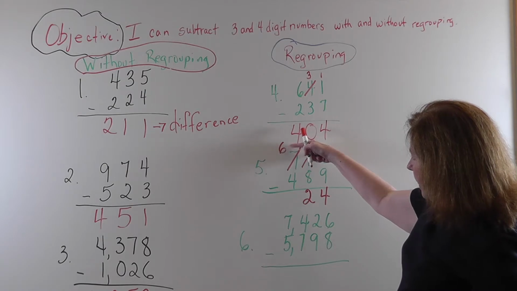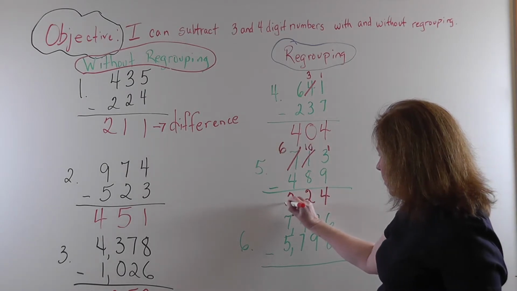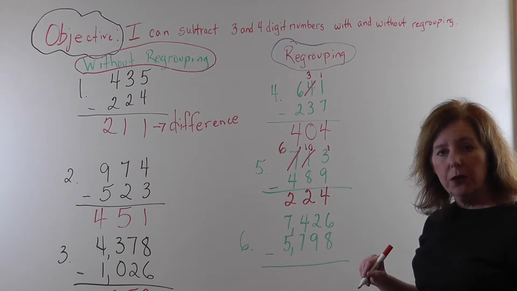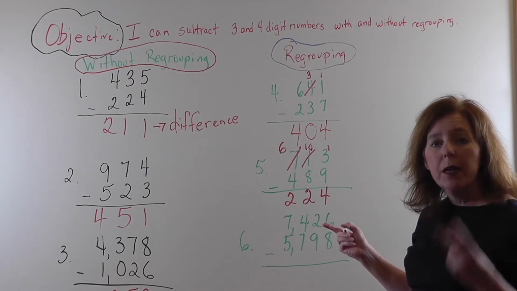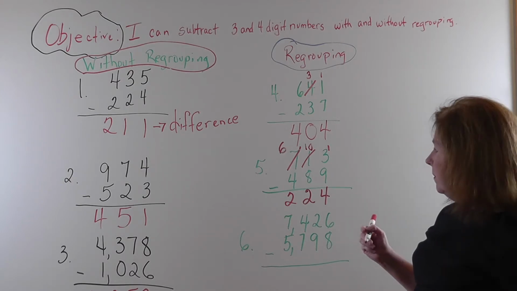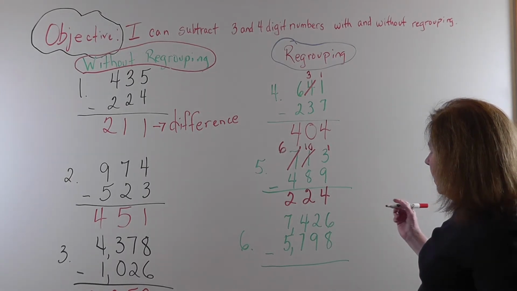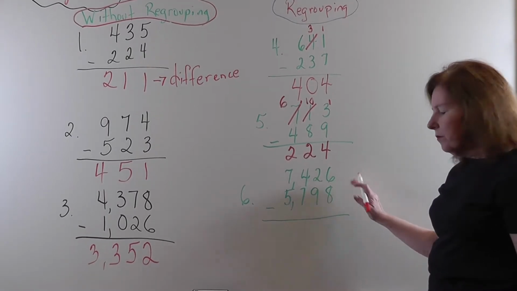And then 6 minus 4 is 2. So my difference is 224. Now in this problem, we had to regroup twice. Okay? All right, let's go to my next problem.